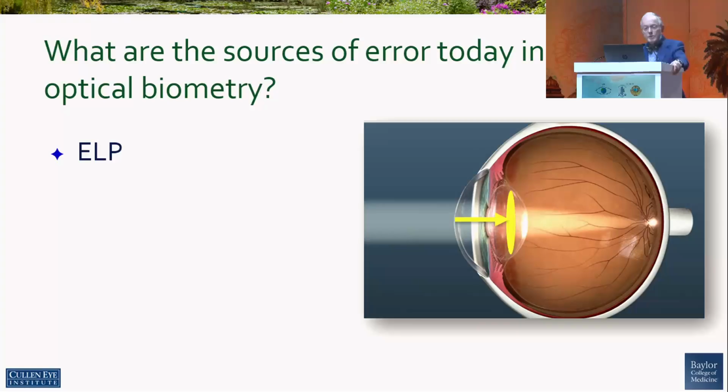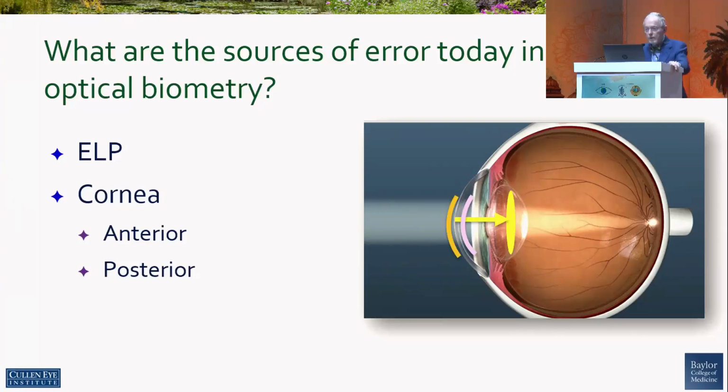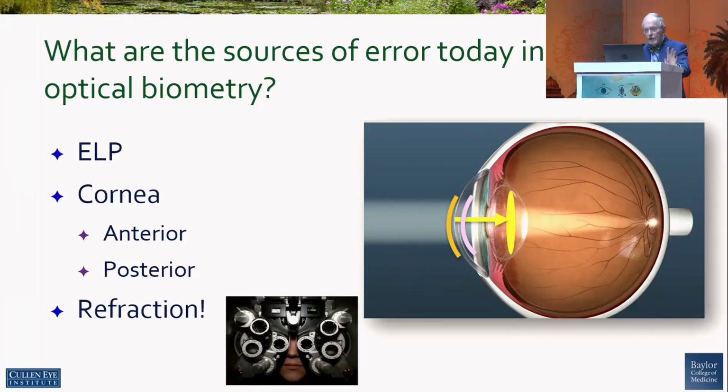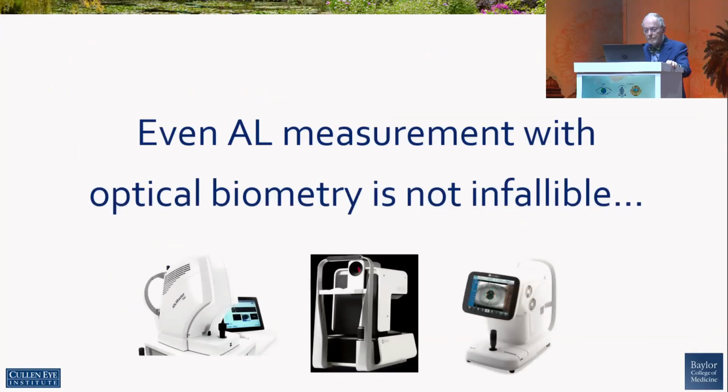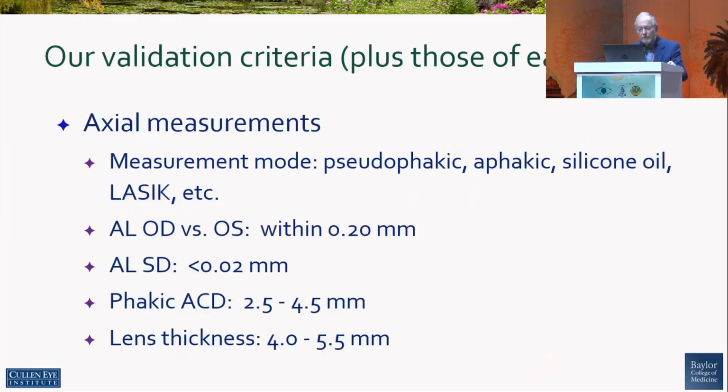So the sources of error in our world today are ELP calculation, cornea anterior, cornea posterior, and I still think we have some questions about the posterior cornea, and refraction, because we need accurate refractions to report our data. And even axial length measurement is not infallible, and that's why I always like to see 2 different axial length measurements in my patients to make sure that there's good consistency, because you can be off if the patient wasn't fixating correctly, for example.